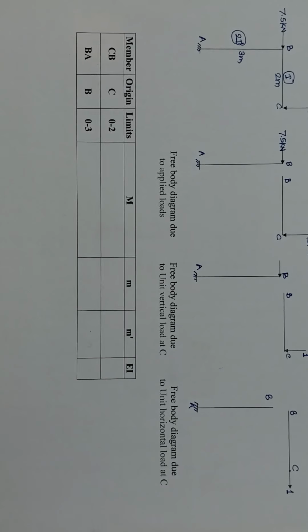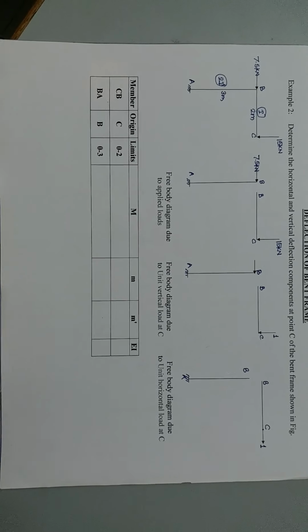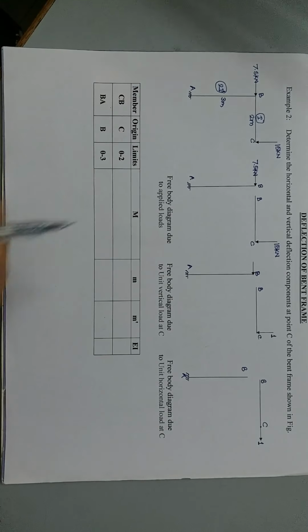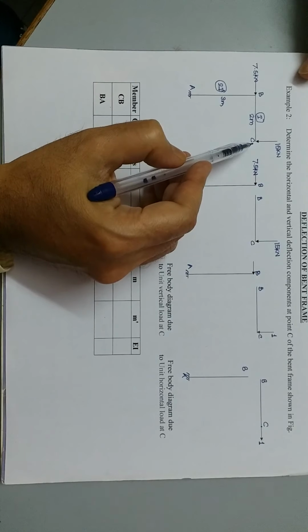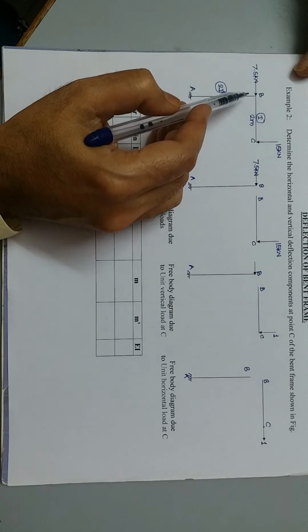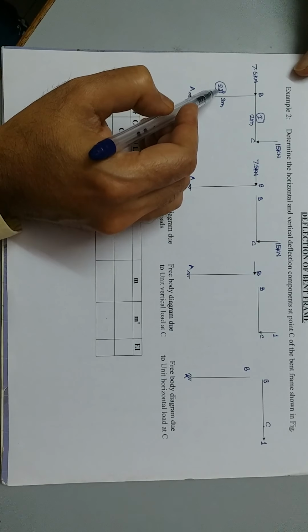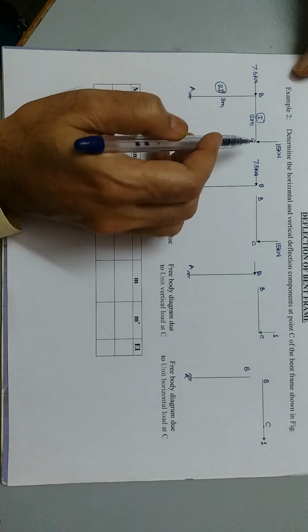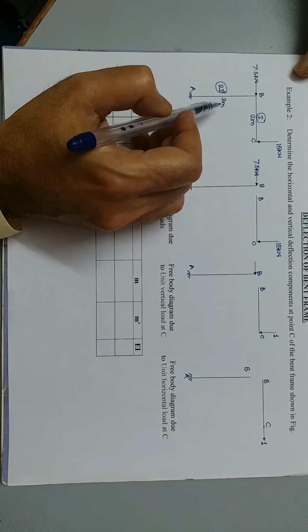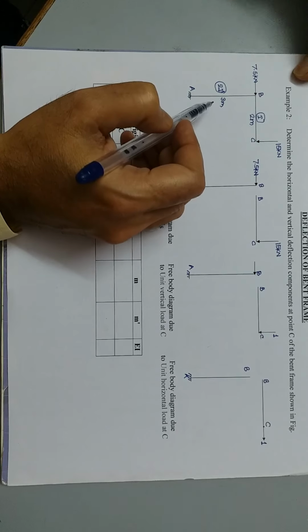Hello everyone, we will solve a problem for deflection of a bent frame as shown in the figure. The loads acting on the bent frame are 15 kilonewton at C and 7.5 kilonewton at B. Member AB has moment of inertia 2I and member BC has I. Member BC length is 2 meters and member AB length is 3 meters.